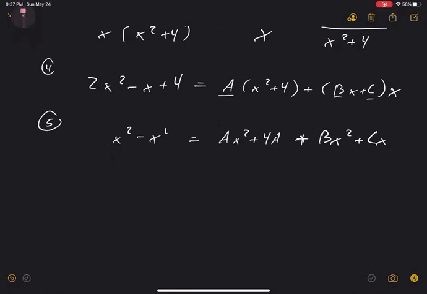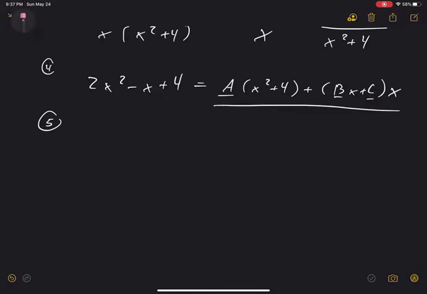Actually, this would be method 1, right? If I wanted to do the easier method, I'll try and plug stuff into here to get cancellations. Well, this might be a case where this easier method doesn't work, because I can't plug anything into that to get a cancellation.